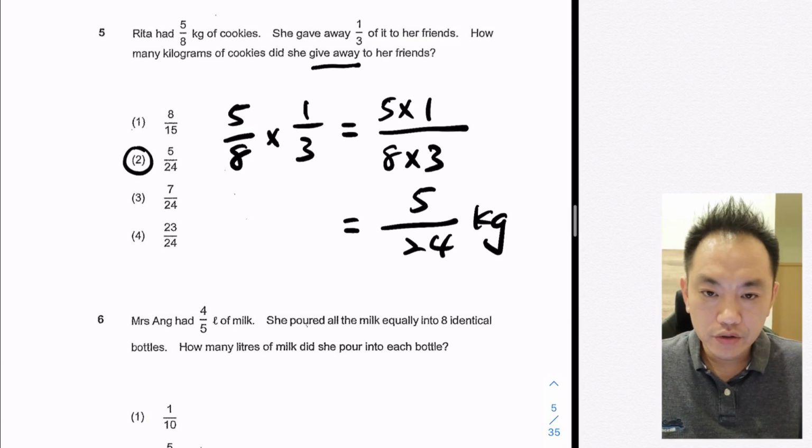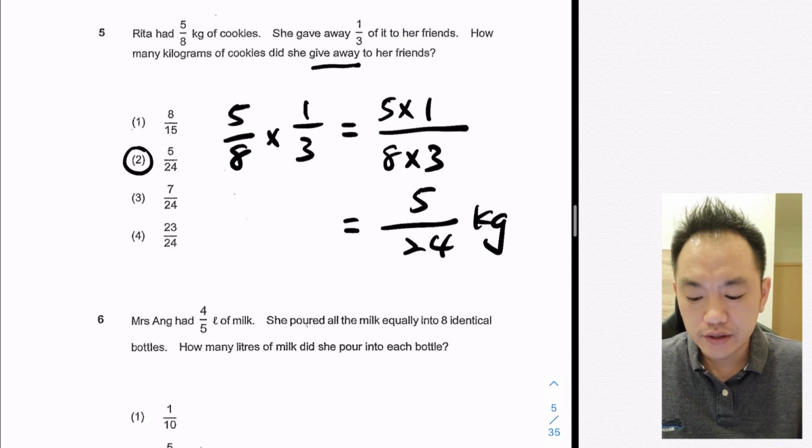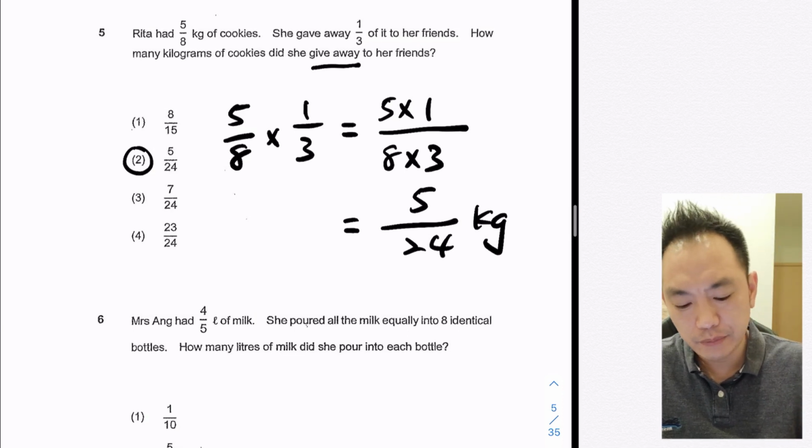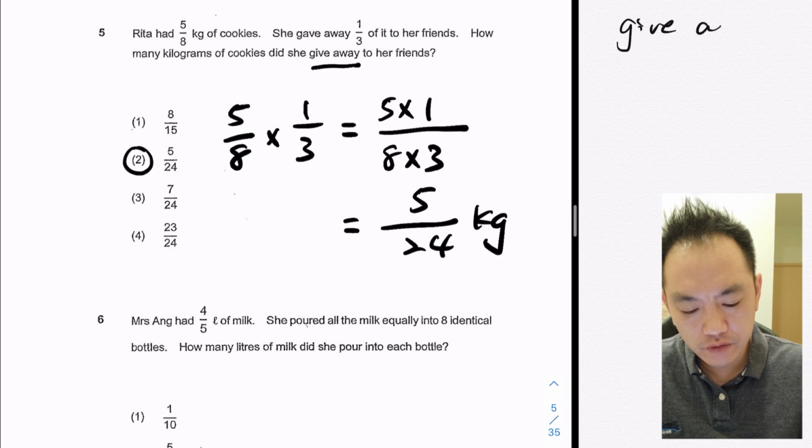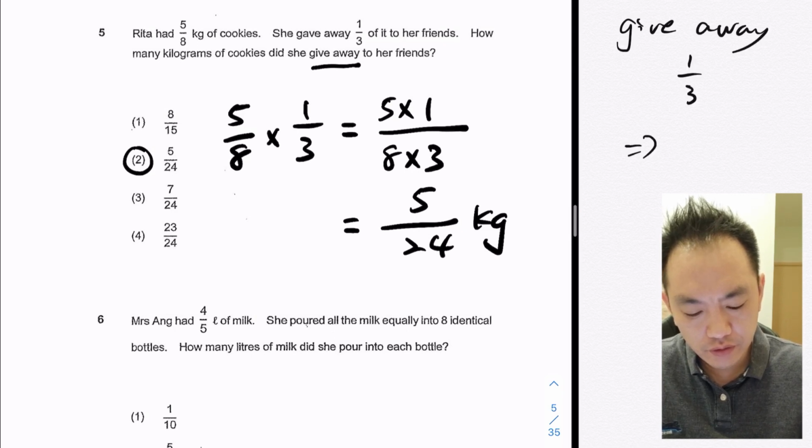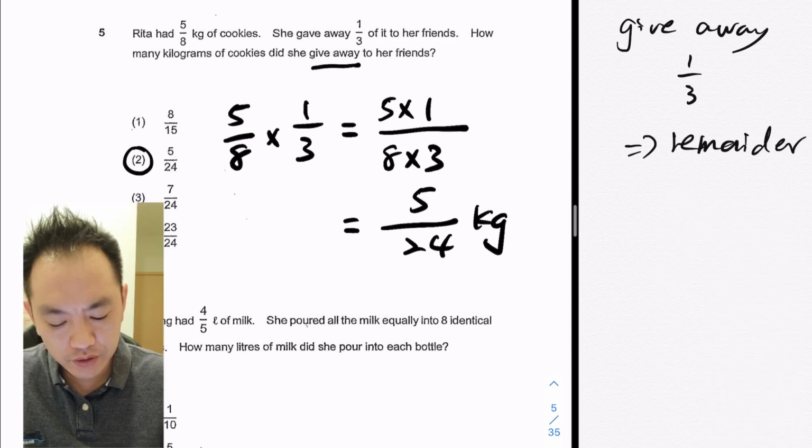Okay, so if the question was asking how many kilograms of cookies she had left, basically she gave away 1/3, meaning the remainder is 1 minus 1/3, which equals 2/3.